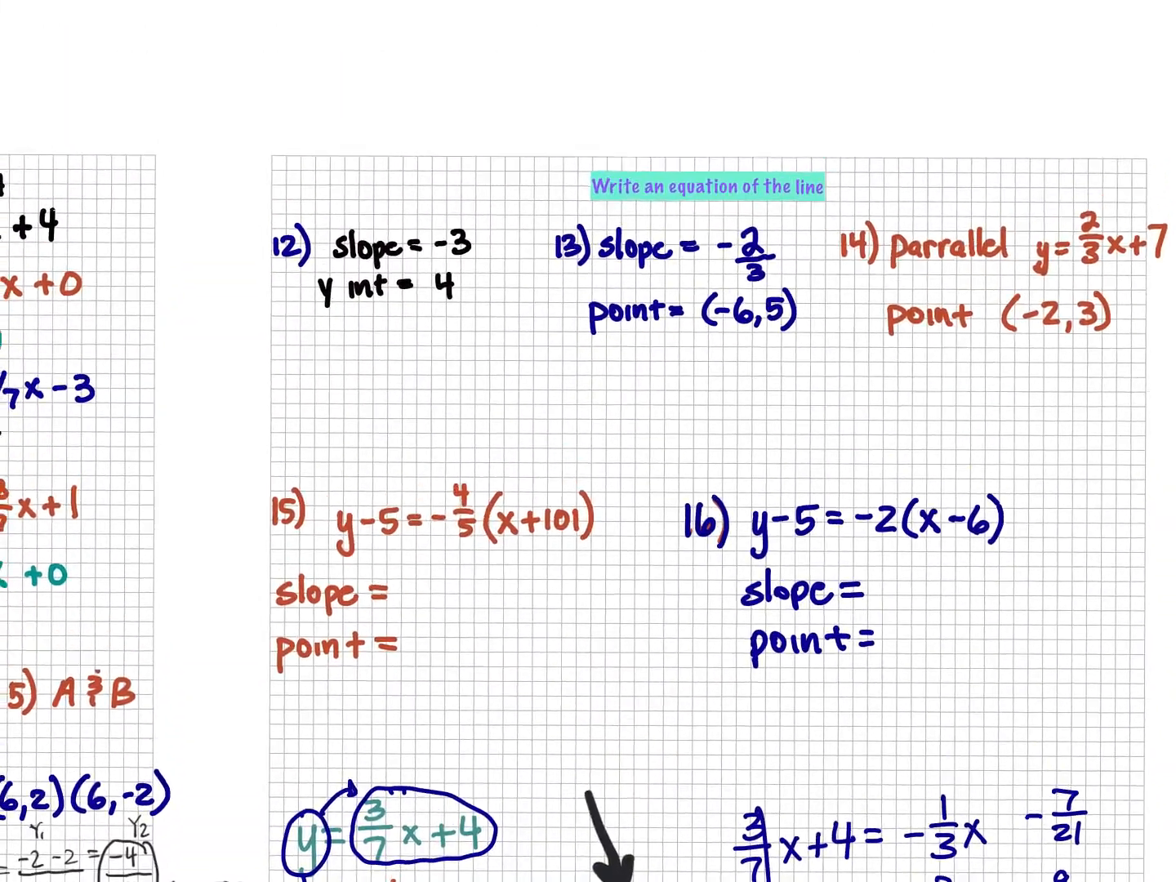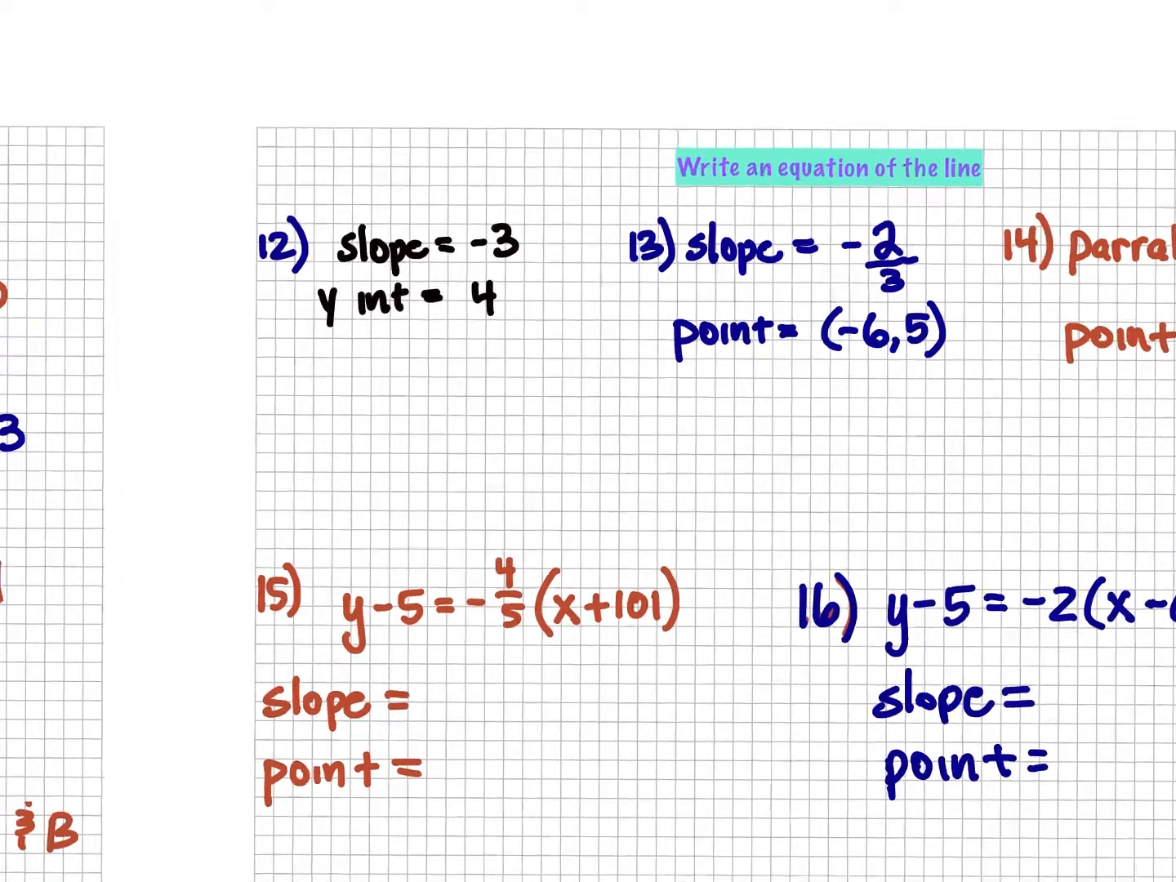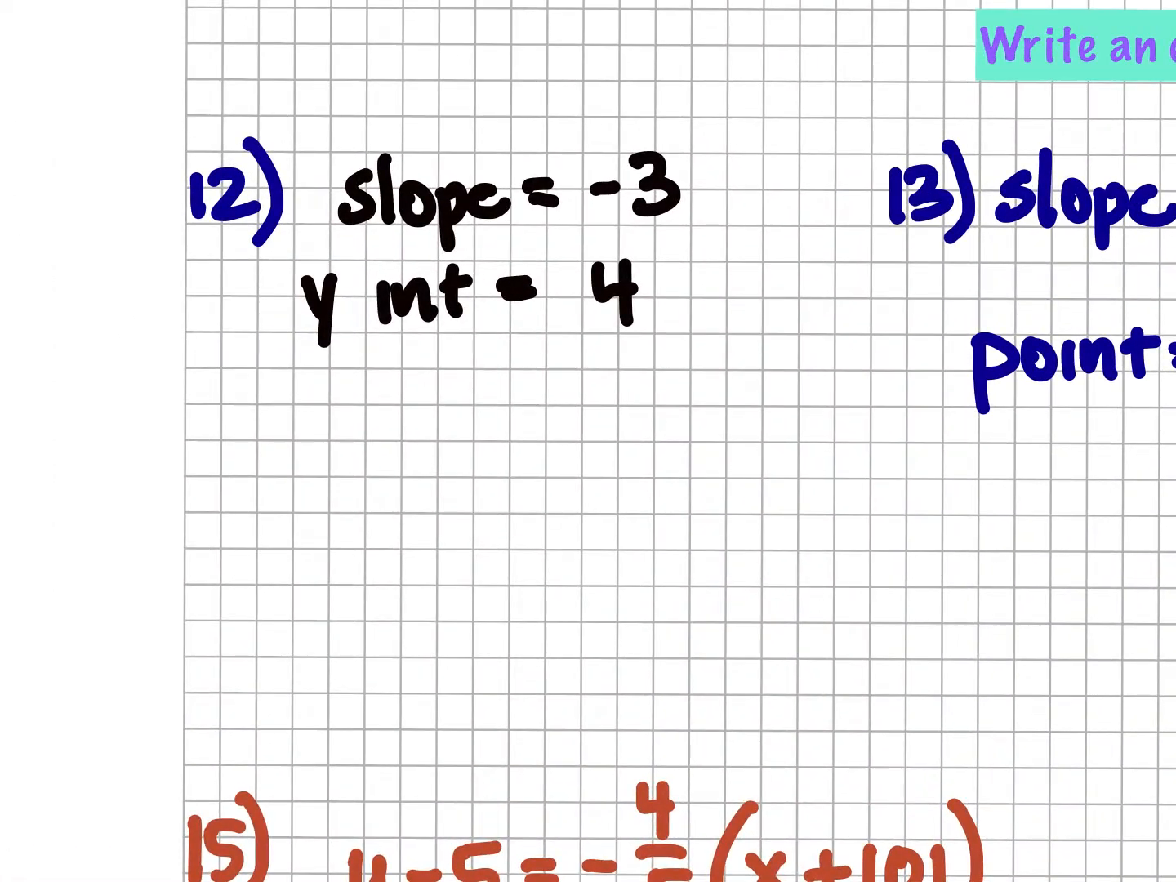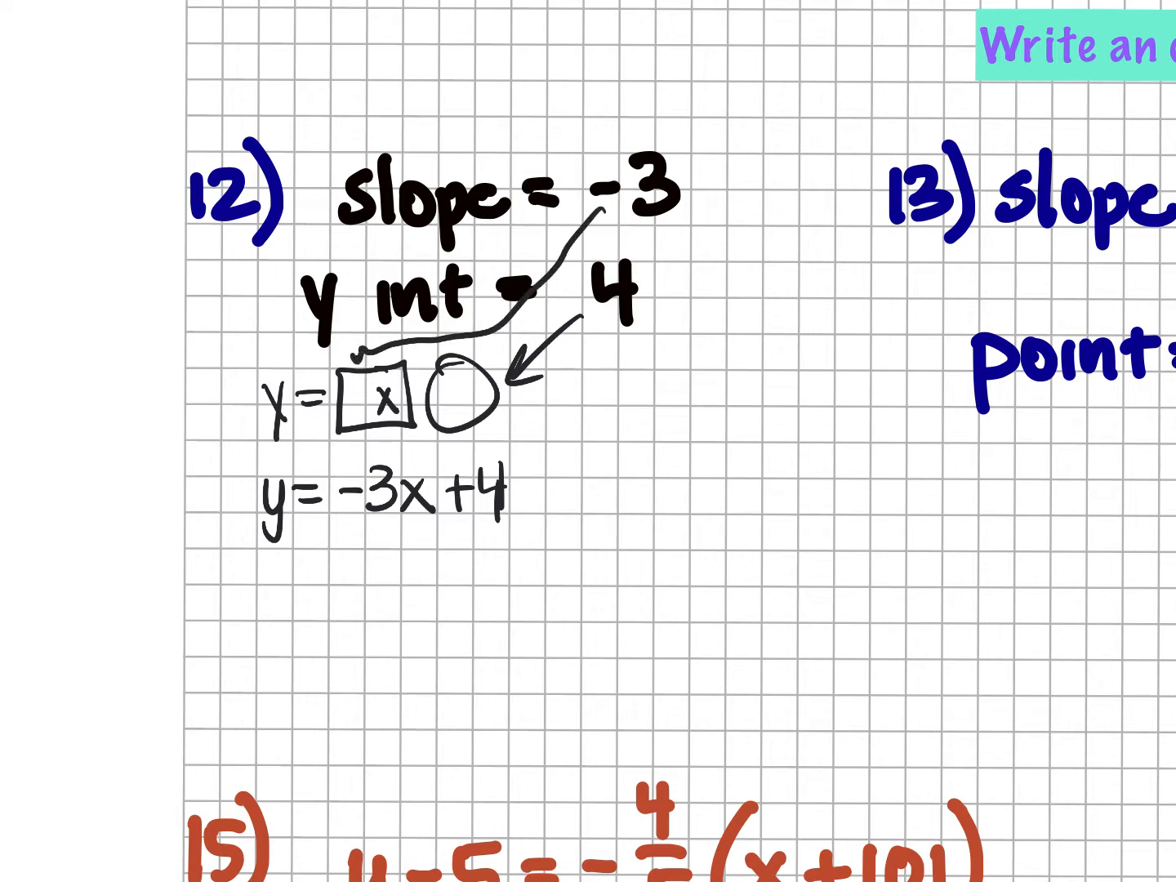Okay, down here. Write an equation of the line. If the slope is -3 and the y-intercept equals 4, I'm going to use my slope-intercept form. That's y equals something x and a number. So I've just got y equals -3x because that's where the slope goes, plus 4. Done. That's just knowing what goes where. This goes there, that goes in there.